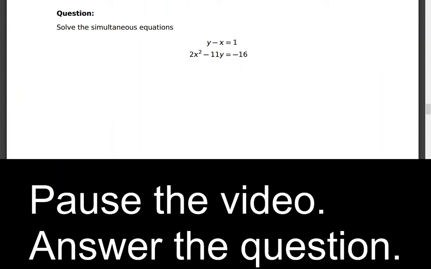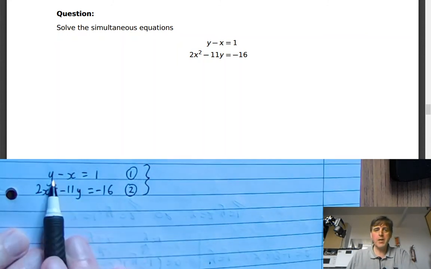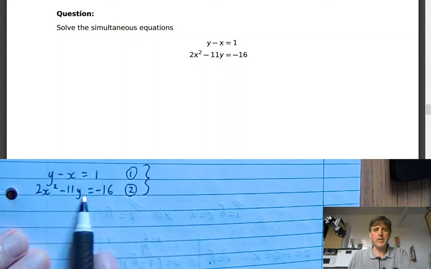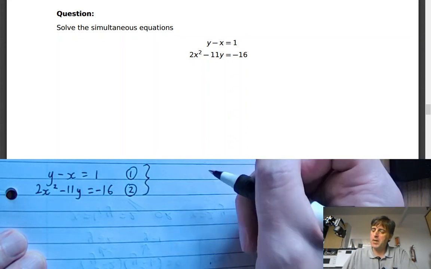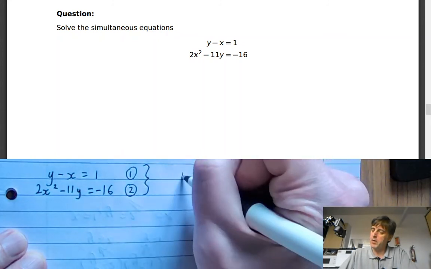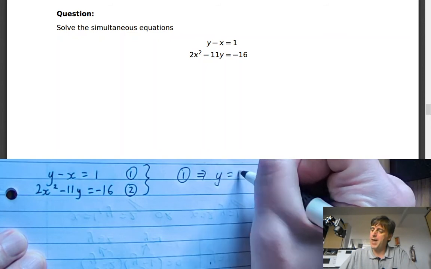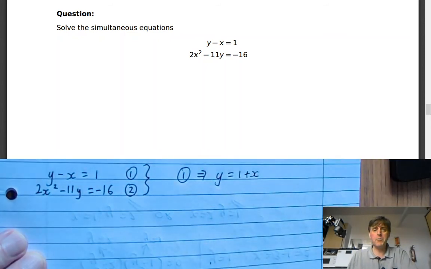Let's have a look at this one together then. Hopefully you spotted that we're going to need to rearrange the linear equation to substitute that into the other. I think that's the easiest way of doing it. You could actually make either y or x the subject here. I chose to make y the subject, because I could just add x to both sides. So taking that first equation and rearranging it, y equals 1 plus x. If you chose to make x the subject, your work is going to be slightly different from what I'm about to do, but you should have ended up with the same answers at the end.